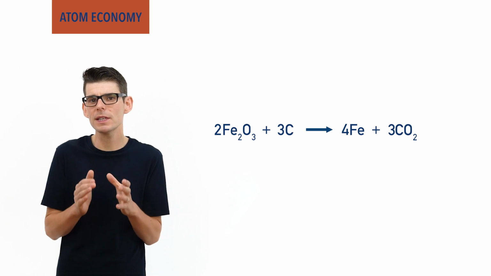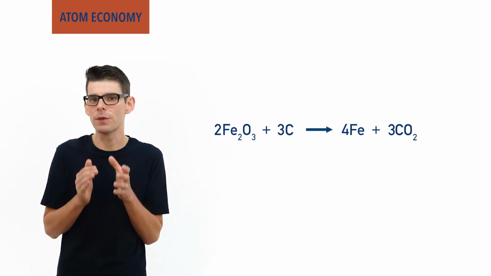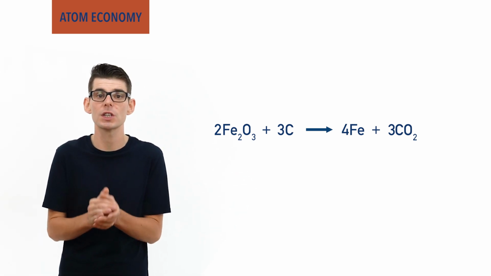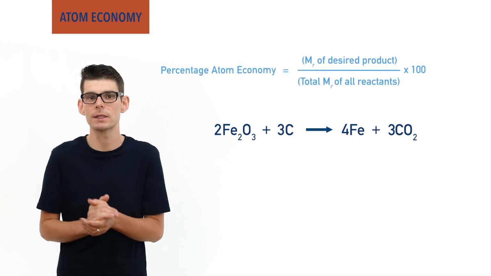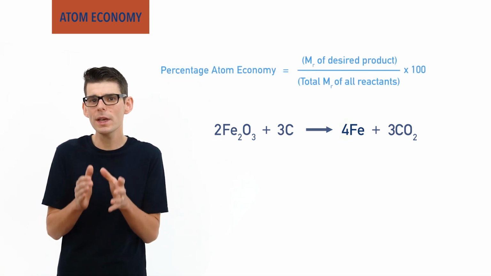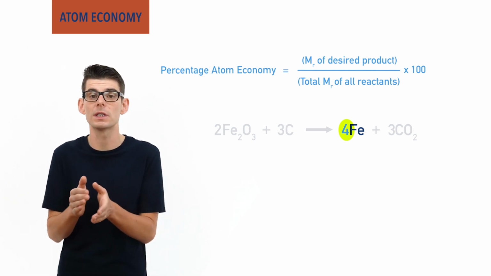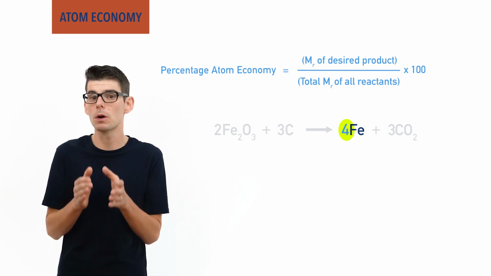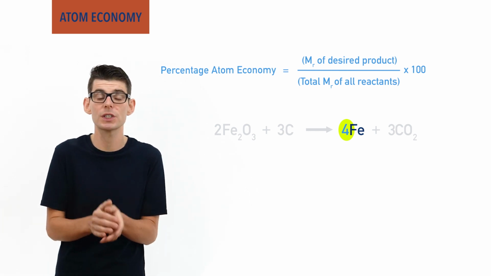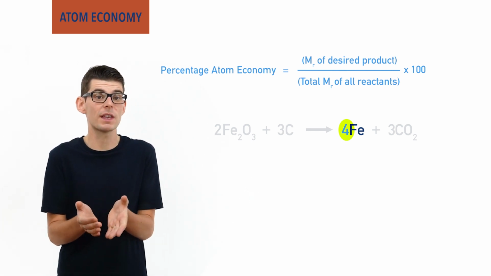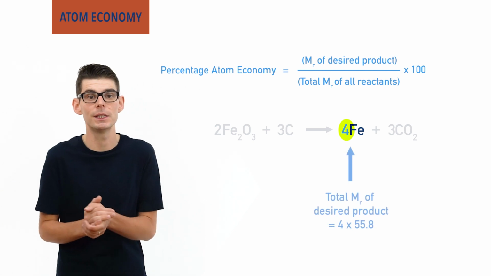To find the percentage atom economy, we need to divide the MR of the desired product by the total MR of all the reactants. The 4 in front of the Fe tells us that 4 moles of Fe are formed in the reaction, meaning we have to multiply the relative mass of this product by 4. In this case, 4 times 55.8.